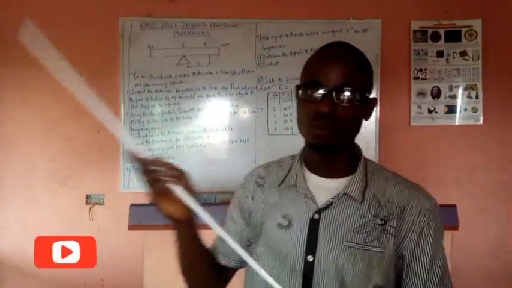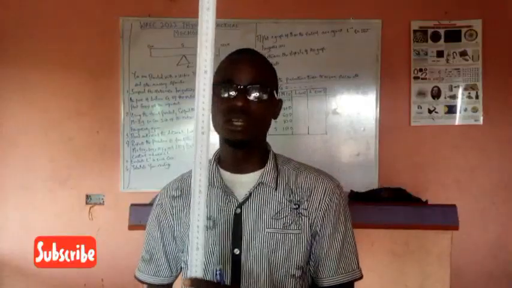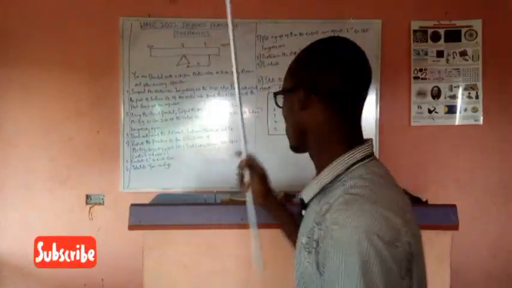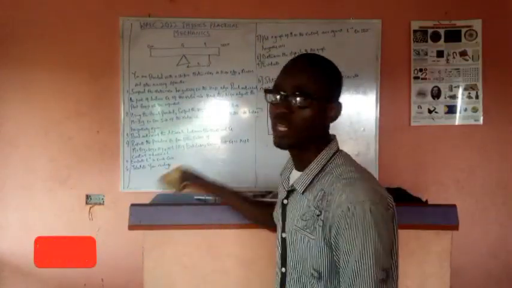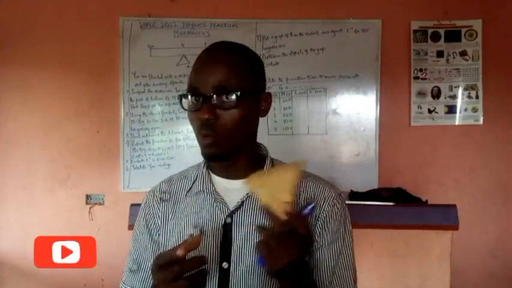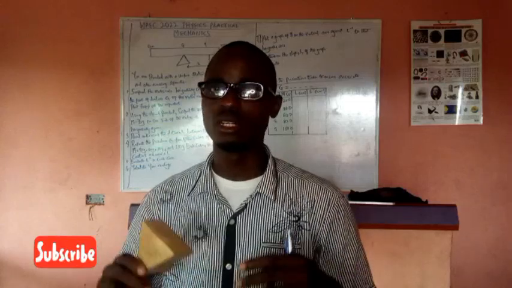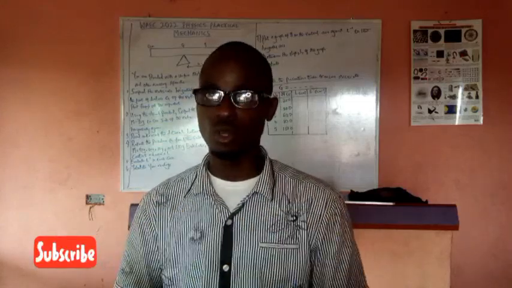We will need a meter rule. This is a meter rule calibrated from 0 to 100 centimeter. So that is 1 meter, which makes it a meter rule. We will need a knife edge. This is a knife edge. So you should know what the question is likely to talk about. We're going to work on moment and equilibrium of forces.